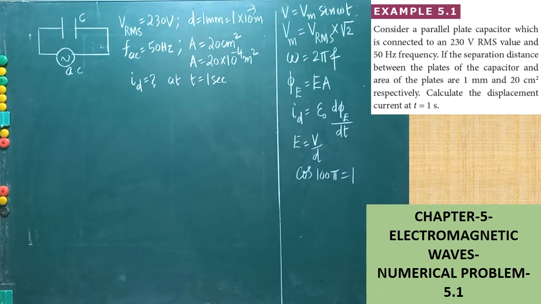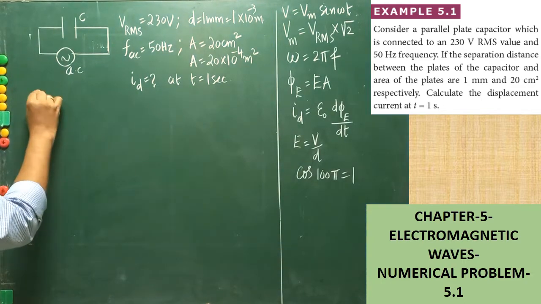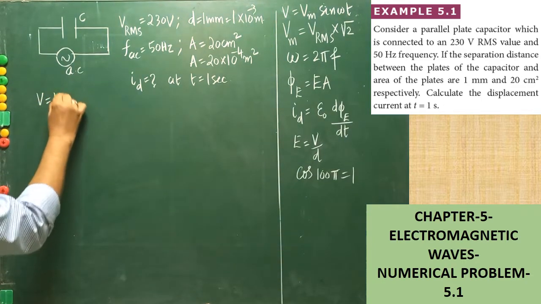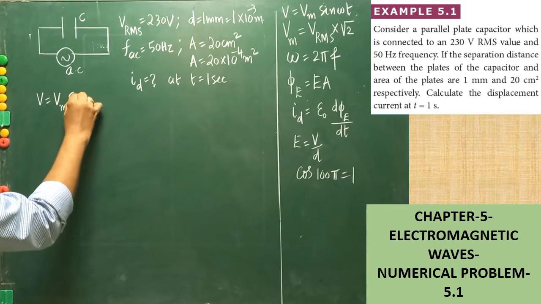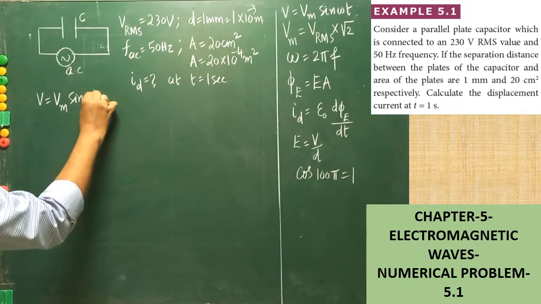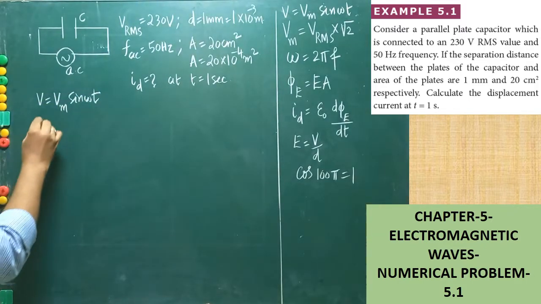Okay, first we'll write the equation. This equation is to be written in proper form, so V must be known. How to calculate V? That is the question now. So first we will write the formula for V. Are you clear? So what is V? Instantaneous voltage. V is equal to Vm sin omega t. So this is the formula to calculate V.